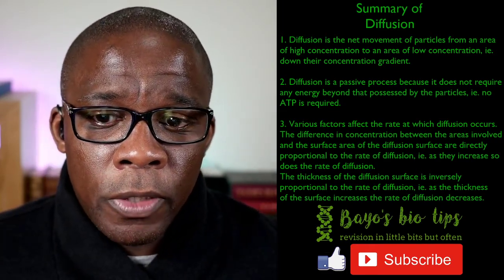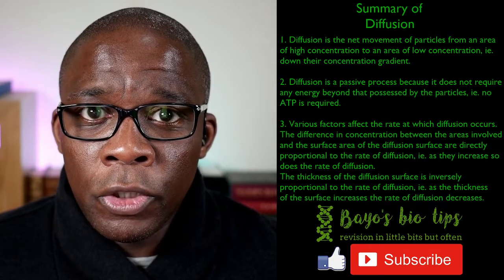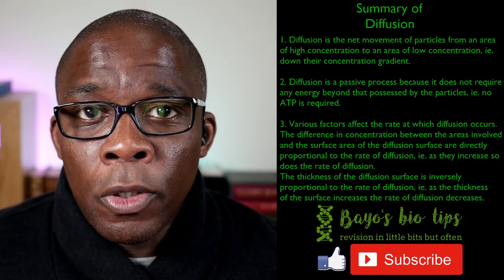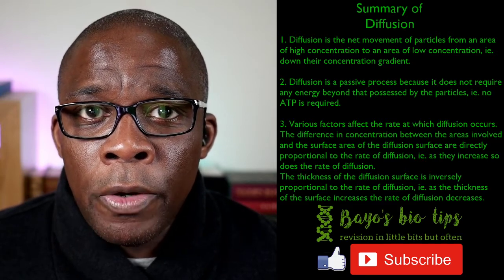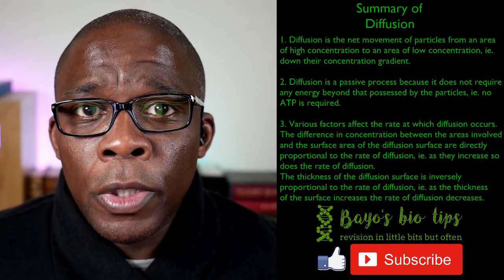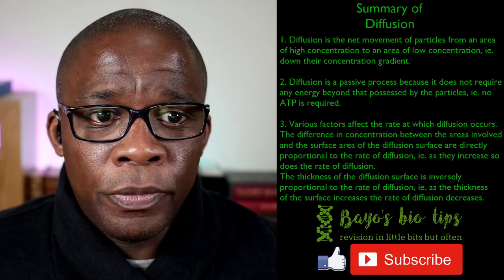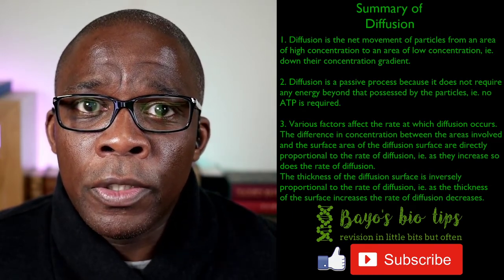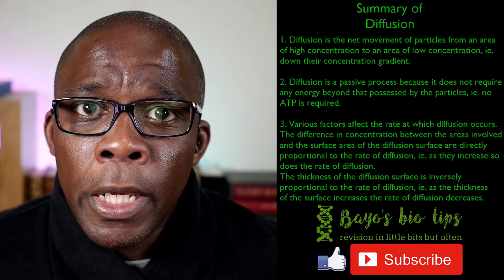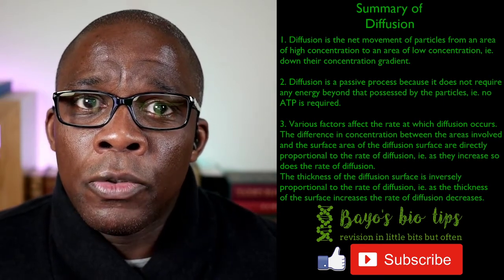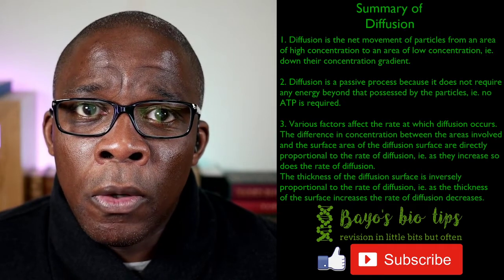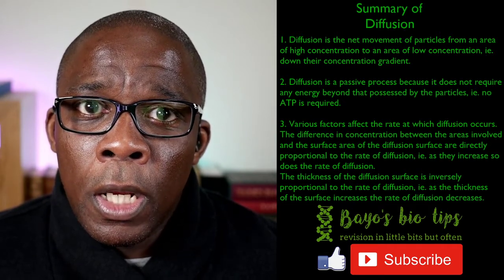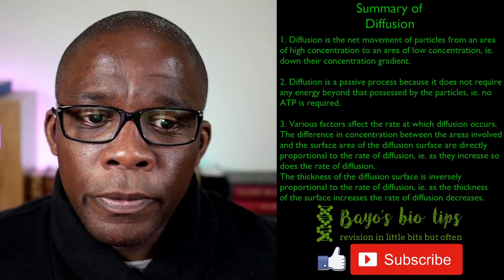So first, we started off with a definition of diffusion. Diffusion is the net movement of particles from an area of high concentration to an area of low concentration, basically down their concentration gradient. Remember what I said earlier, it's important to say down the concentration gradient rather than along the concentration gradient. Down gets you the mark, along does not.